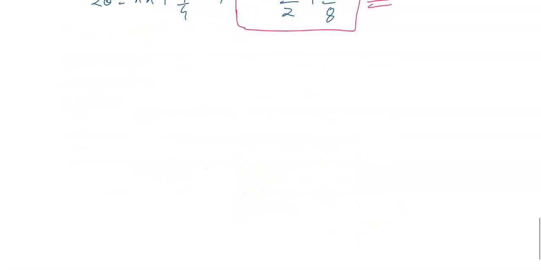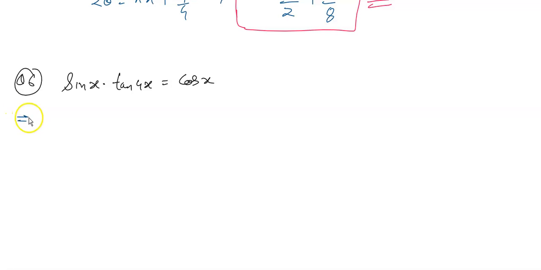Then next question, question number 6. It says the number of solutions of sin x into tan 4x is equal to cos x. So we have sin x multiplied by tan 4x is equal to cos x belonging to 0 to 2 pi. Total number of solutions is asked of us. Fine. So what we can do is convert tan into sin and cos. So we would write sin x into tan, we wrote sin 4x upon cos 4x. This is equal to cos x.